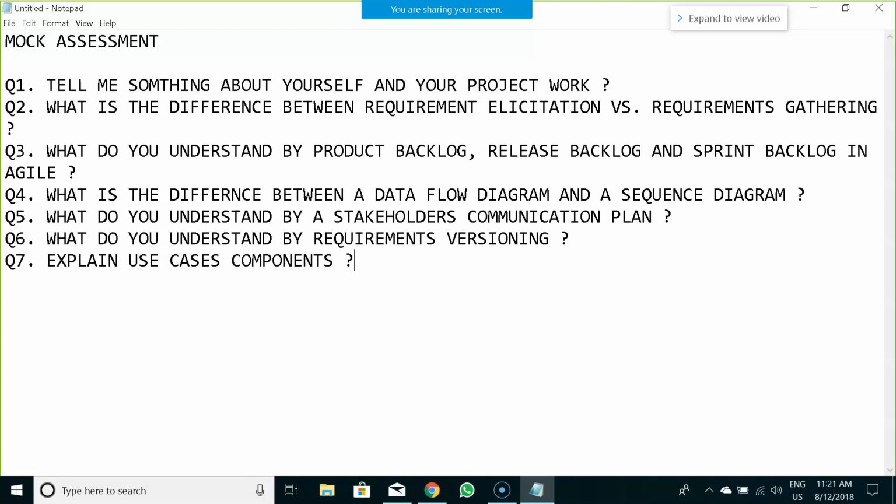So the components of a use case diagram are actor, boundary, the relationships, and there is one more.